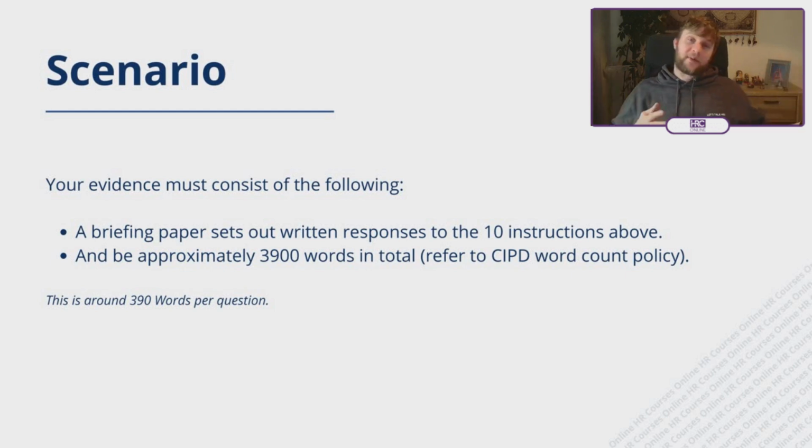CIPD say that you can go 10% under or 10% over. Go one word either way, and you're out. So always try and shoot for around about 390 words per question. I think this is a pretty good even unit. So I think you can get 390 words per question if you do limit yourself.